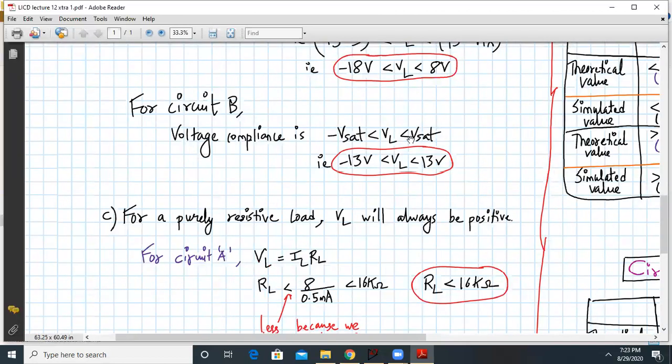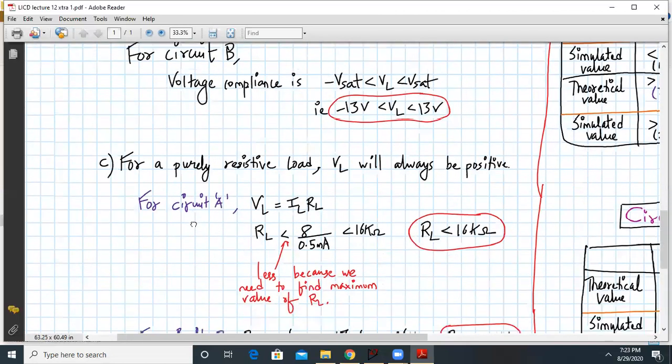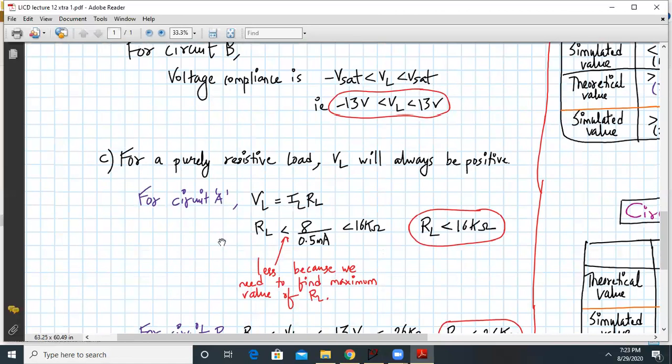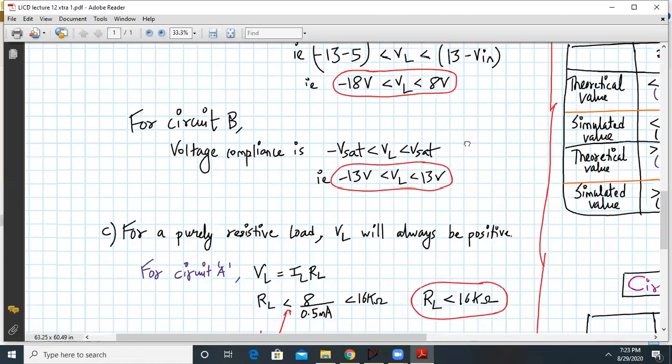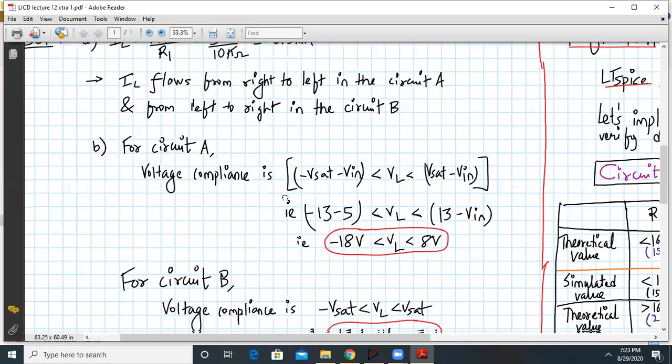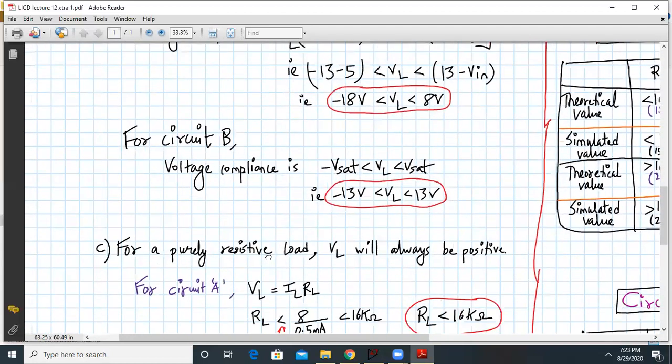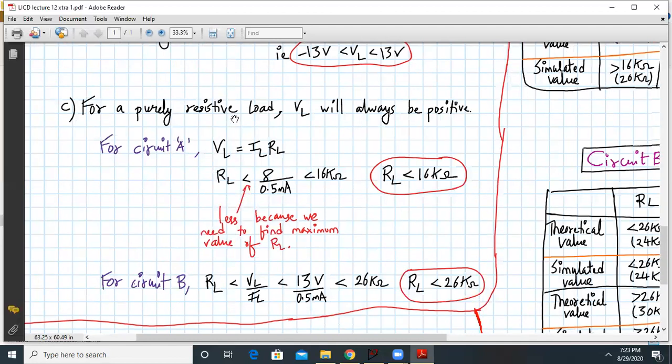And for circuit number B, the maximum value of VL is 13 volts, right? Why a positive number? Because for a purely resistive load, the VL will be positive. So RL will be less than VL upon IL. VL is 13 volts, IL will be 0.5 milliamperes. So if you work it out in a calculator, it will be around 26 kilo ohm. So RL has to be less than 26 kilo ohms. So these are the results. We got the value of IL as 0.5 milliamperes. We got the range of VL, and finally we got the value of RL for both the circuits.